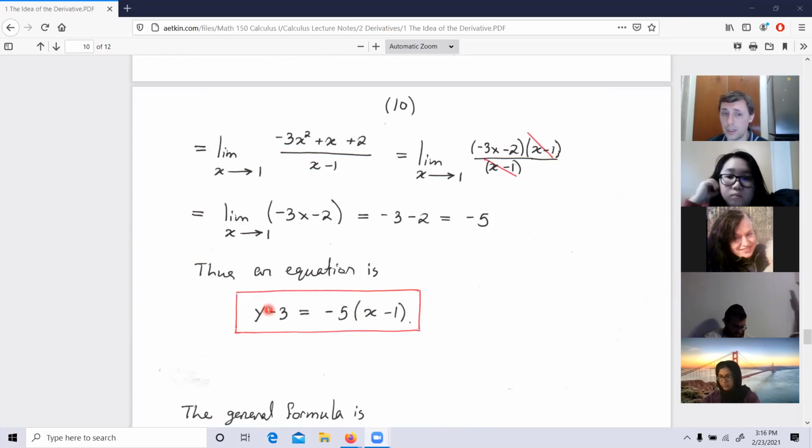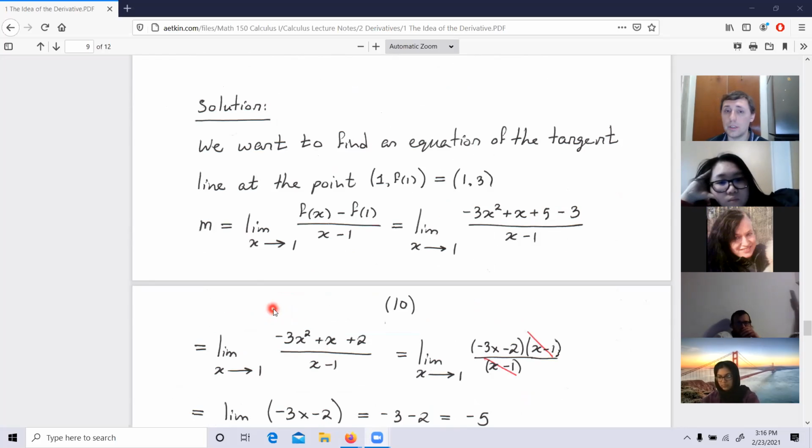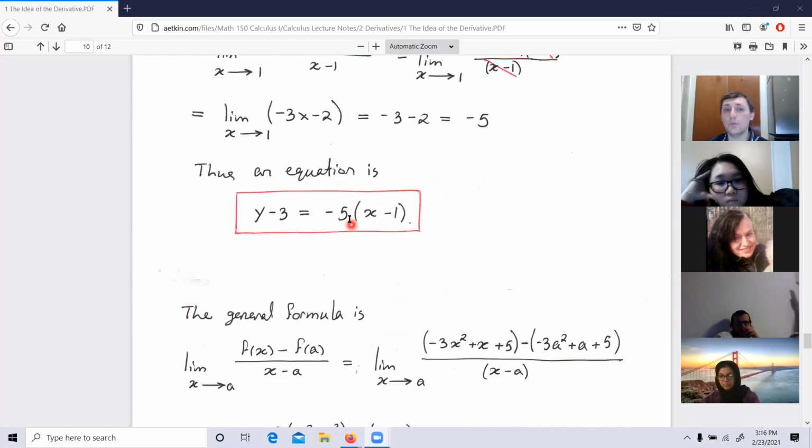point slope form of the equation is y minus 3. That's the y coordinate, right? The y coordinate is 3, equal to minus 5 times x minus 1.